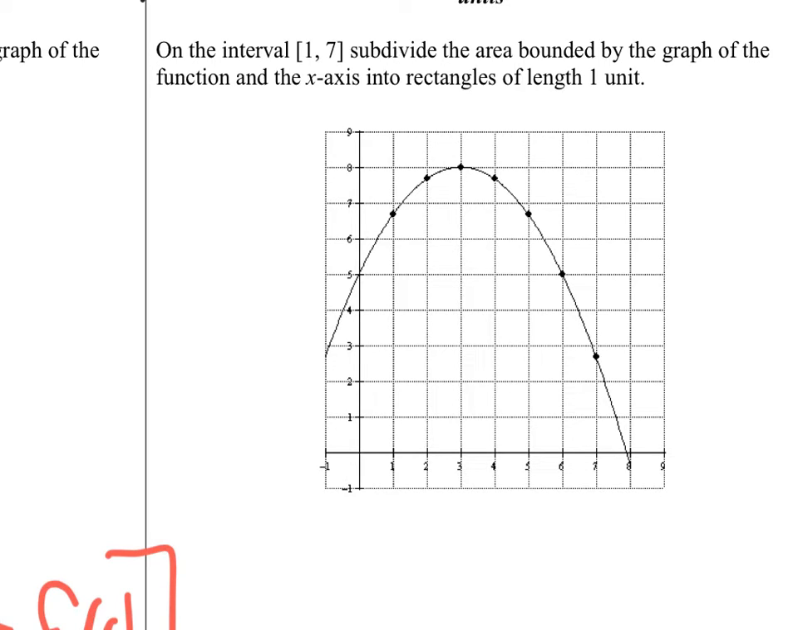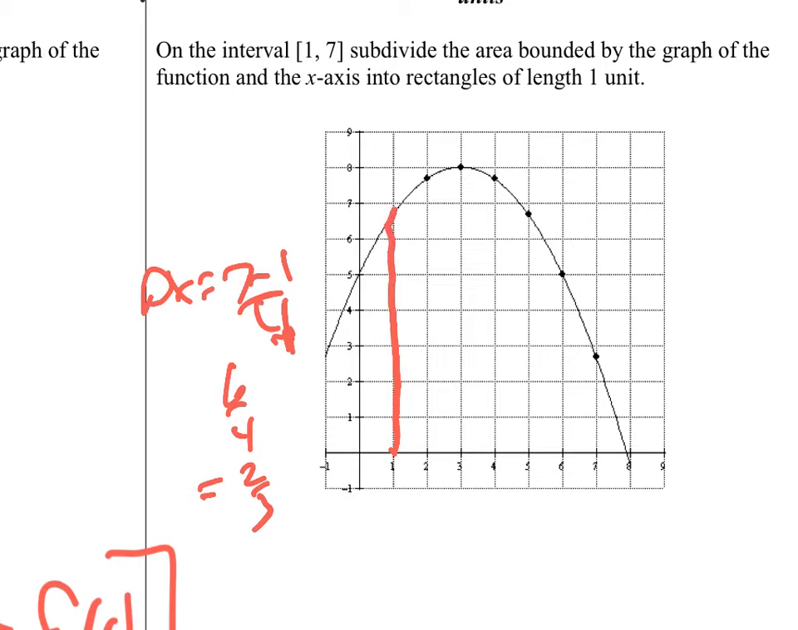On the AP test, they could say, here's the picture, I want 4 rectangles with left Riemann sum. Oh, you want 4 rectangles? Then delta x is going to be 7 minus 1 divided by 4. That's going to become 6 over 4. That means I need widths of 2/3. I got to start at 1 and add 2/3 to it.